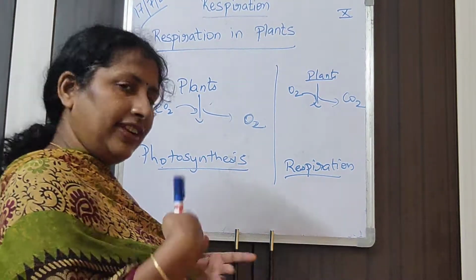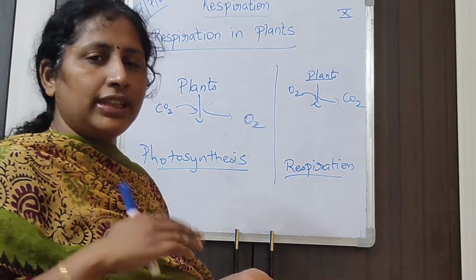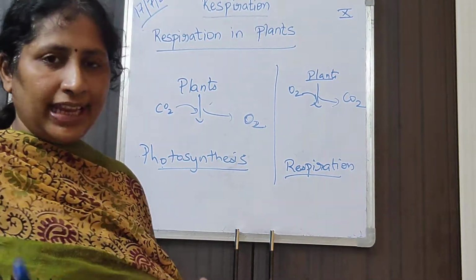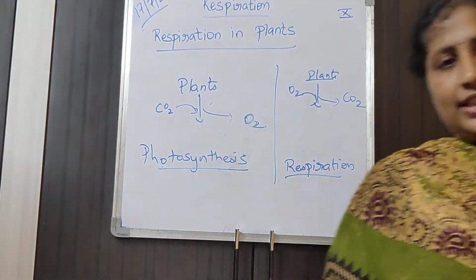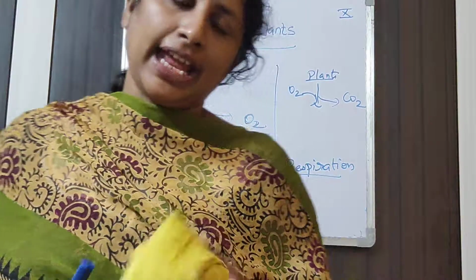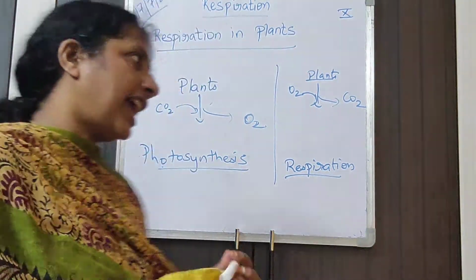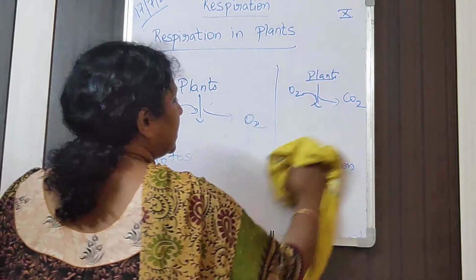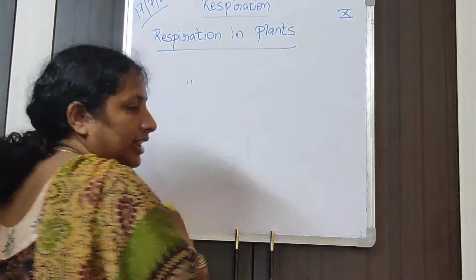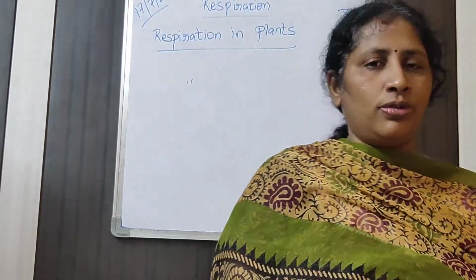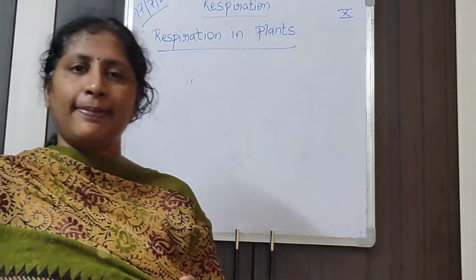So we will see the differences between photosynthesis and respiration also, how they differ and what the major differences are. Let us first know what the respiratory organs in plants are. How does respiration take place? Do plants have any special respiratory organs like animals? Do they have lungs? Do they have gills? No. So what are the respiratory organs present in plants?